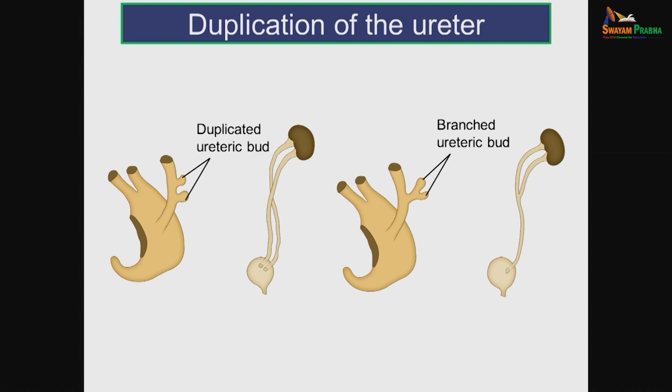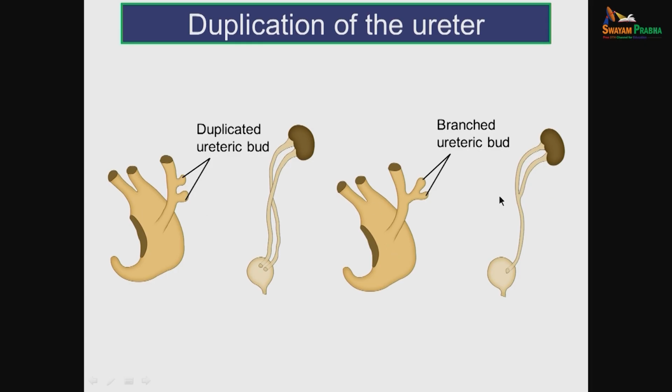Coming to the developmental anomalies of ureter. Ureter is coming from the bud, which is called ureteric bud. Look at the picture which I am pointing. Suppose instead of one bud, there are two buds, duplicated ureteric bud. So what happens is there are two ureters, double ureter, duplicated ureters. See the picture which I am pointing, the third picture.